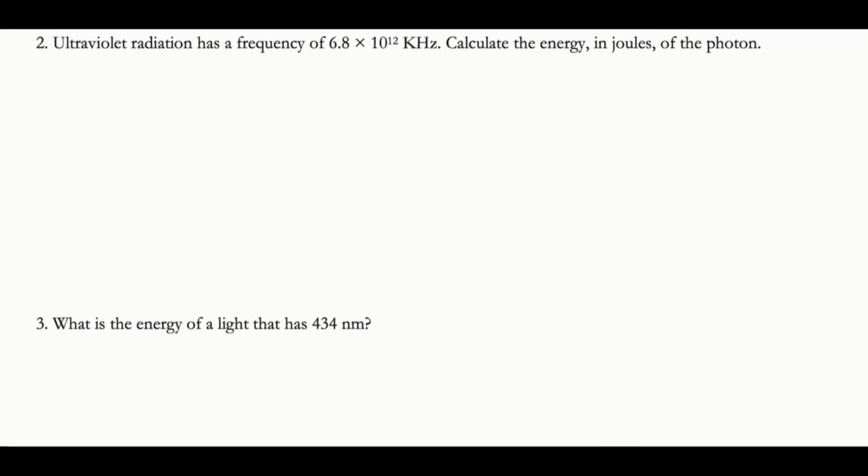Let's look at the next problem. UV radiation has a frequency of 6.8 times 10 to the 12th kilohertz. What is the energy in joules of the photon? Well, again, I can use energy equals Planck's constant times frequency, because I'm given frequency and asked to solve for energy. However, there's one complicating factor here, and it's the fact that 6.8 times 10 to the 12th, your frequency, is given to you in kilohertz. So what I need to do first is get kilohertz on the bottom, and put hertz up top. Remember, 1 kilohertz is 10 to the 3rd hertz.